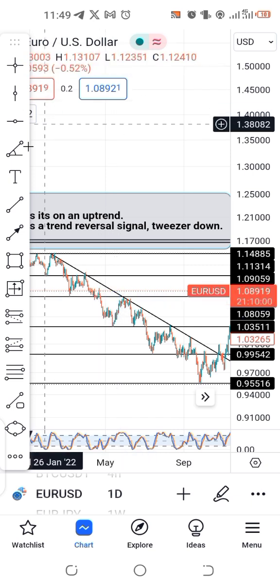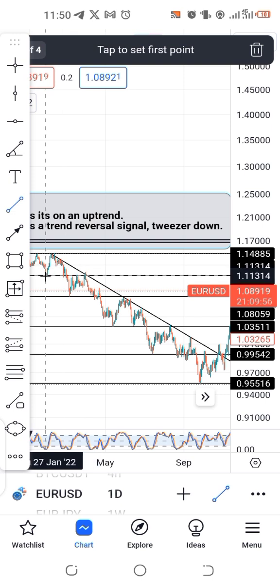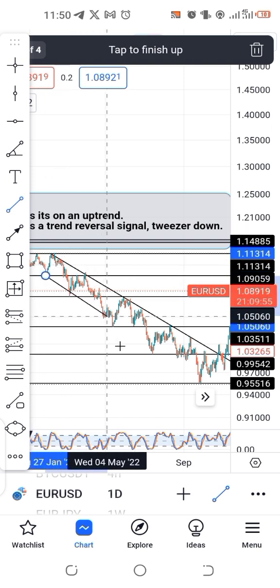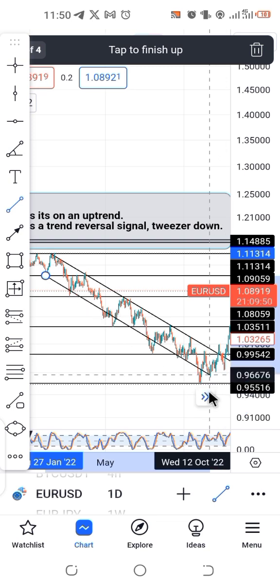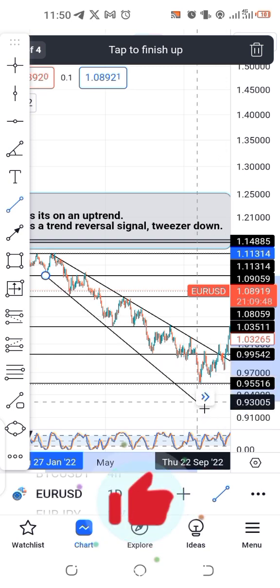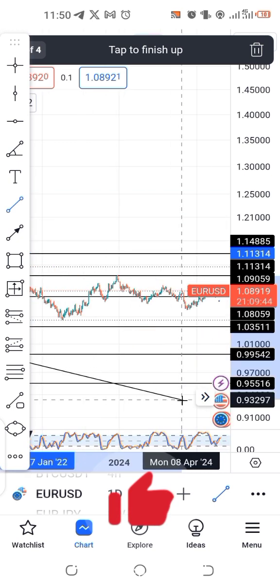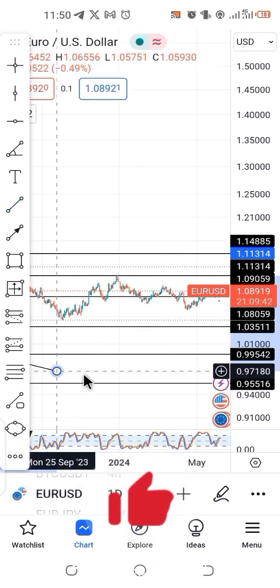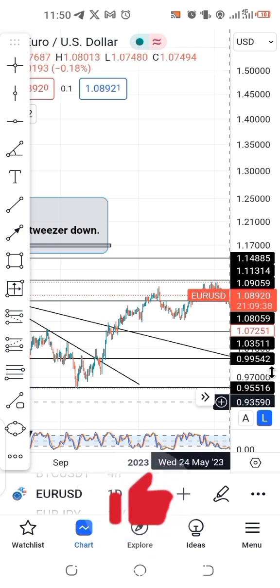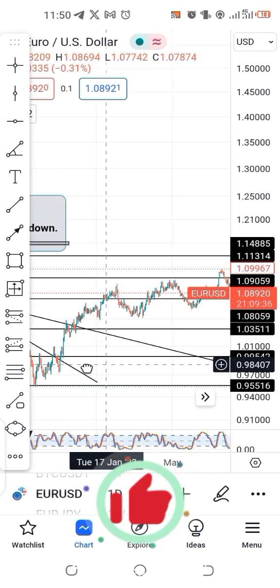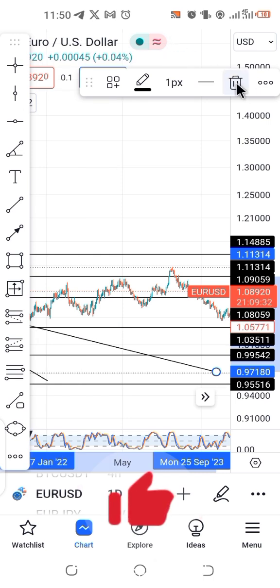Okay, now we can add a diagonal support. You make sure price touches the lower lows. My mouse is actually giving me troubles, so pardon me. We will definitely draw it well. Let me delete it and then we draw it once again.